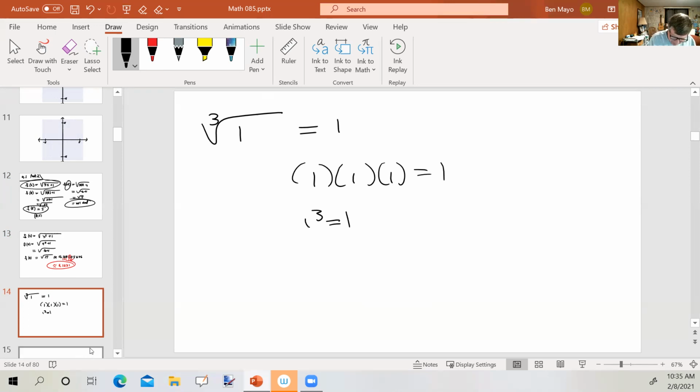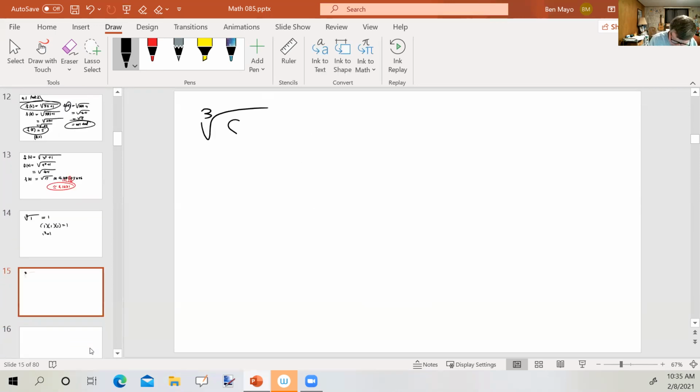All right, how about this one? The cube root of 8. That would equal some number, which that number times itself times itself is 8. So what number would that be? Anybody? That would be 2, right? Correct. It's 2 times 2 is 4 times 2 is 8. So the cube root of 8 is 2.